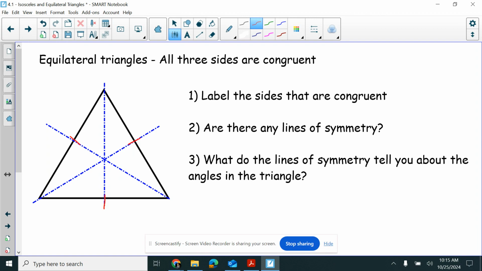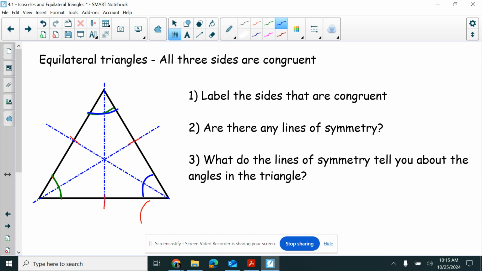if I use my lines of symmetry, that means when I fold the triangle over, the angles are going to match up. So this angle would match up with this angle. If I use another line of symmetry, then this angle would match up with this angle. And if I fold on the third line of symmetry, then this angle would match up with this angle.